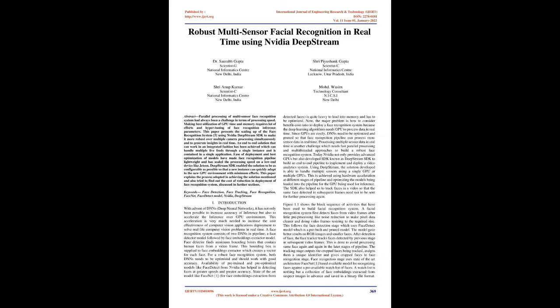A face recognition system consists of 2 DNNs in a pipeline, a face detector model followed by a face embeddings extractor model. The face detector finds minimum bounding boxes that contain human faces from a video frame. This bounding box is supplied to the face embeddings extractor, which creates a vector for each face. For a robust face recognition system, both DNNs need to be optimized and should work with good accuracy.